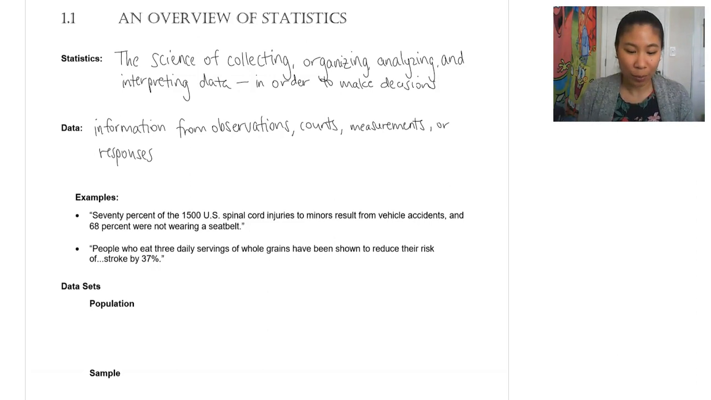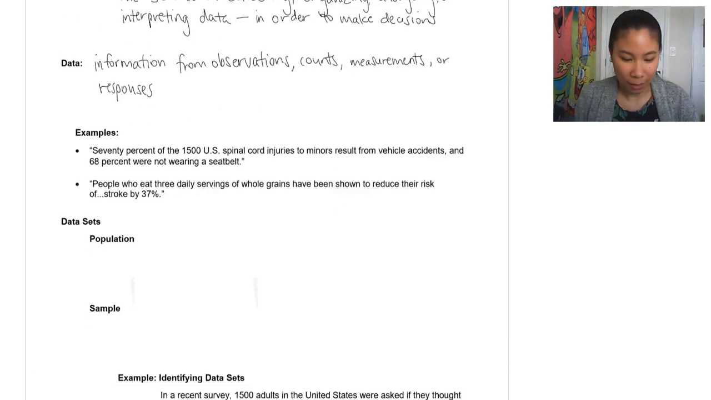Another example is people who eat 3 daily servings of whole grains have been shown to reduce their risk of stroke by 37%. So again, this is looking at data that's been gathered. So we might have asked them, do you eat 3 servings of whole grains per day? And then maybe ask them later on, did you experience a stroke? And then we can calculate from that, out of all the people that we observed, how many of them actually had a stroke, how many did not, did that reduce their chances of getting a stroke? So these are the things that we're going to be looking into and how to analyze.